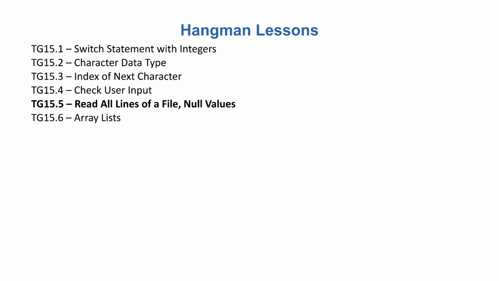This is lesson TG15.5, where you'll learn to read an entire file of any length. To do this, you'll need to understand null values. In the previous projects, you wrote your code to read the number of lines you expected to be in the file. In this lesson, you'll learn to read all the lines in a file of unknown length. First, we'll name the input file and add a try block around the code we don't want run if the program can't read the file.